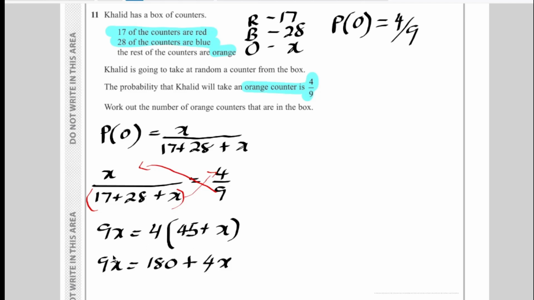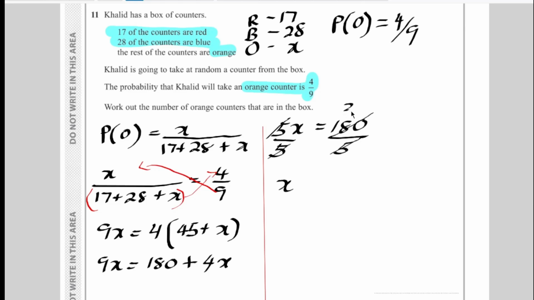Then I am bringing this 4x, which is plus 4x, to this side. It becomes 5x. So 5x equals 180. Then I need to get x, therefore I'm dividing by 5. 180 divided by 5, you are getting 36. 5 times 3 is 15, 3 remaining, 6. x equals 36.